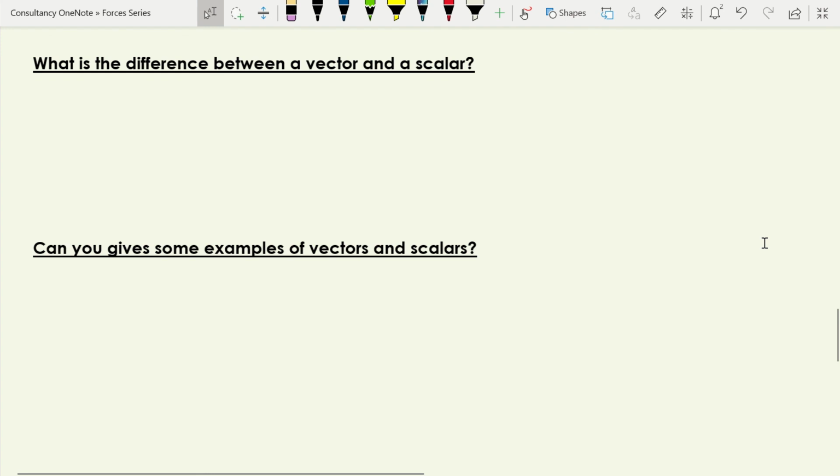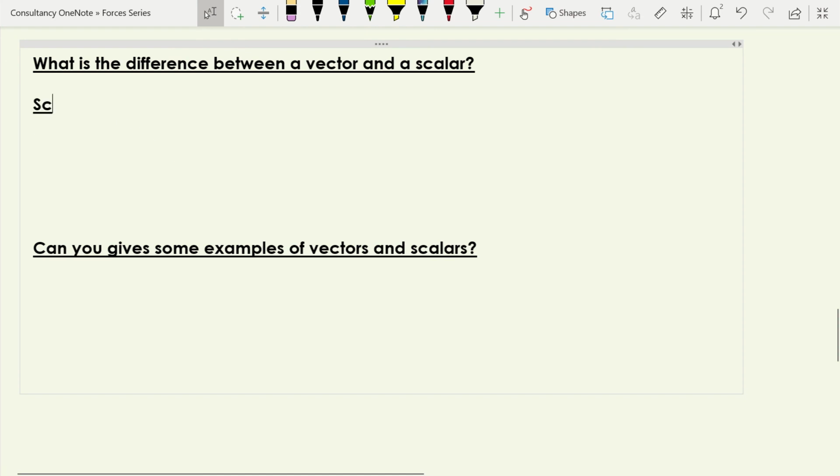So what I'd like you to do is answer two questions. I'd like you to, first of all, tell me what the difference between a vector and a scalar is. And I'd like you to give me some examples of vectors and scalars as well. So pause the video, have a go at doing both of those things. Let's make sure you've taken away the right things from this video.